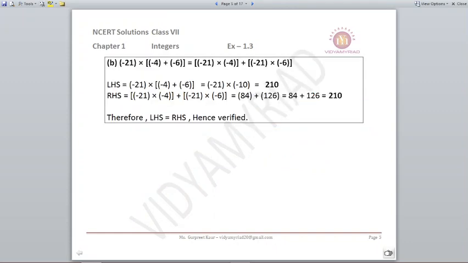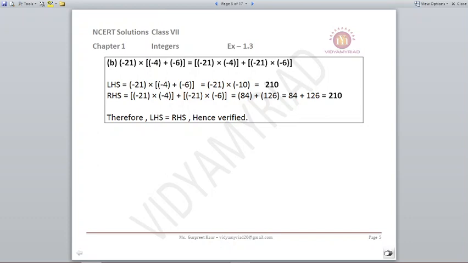Same way the B part, let's do that. Let us solve the left hand side. Minus 21 into minus 4 plus minus 6. So first let us solve the bracket. What is minus 4 plus minus 6? Now plus minus 6 is minus 6. So minus 4 minus 6. What is 6 plus 4? 10. And the sign will be minus. So minus 21 into minus 10. How many negatives? Two negatives. So even negatives are positive. My answer comes to 210.